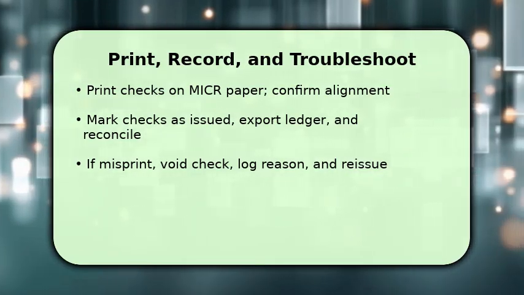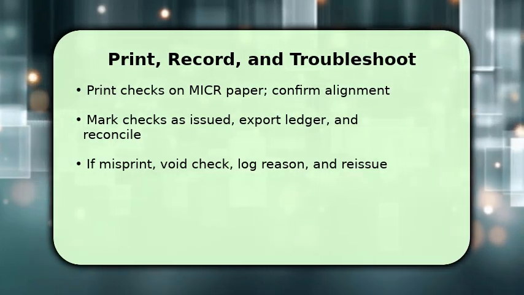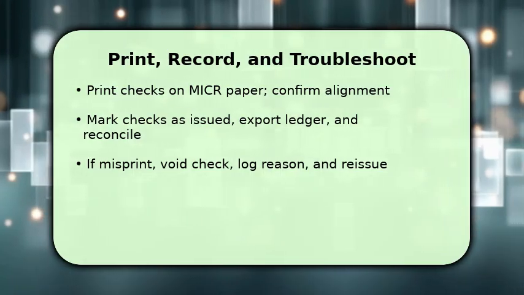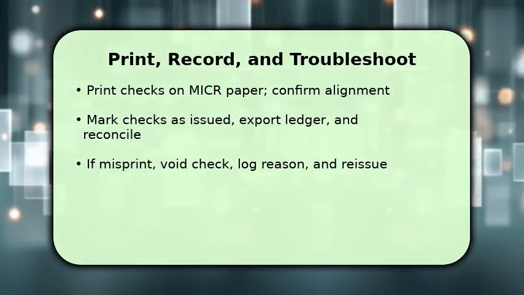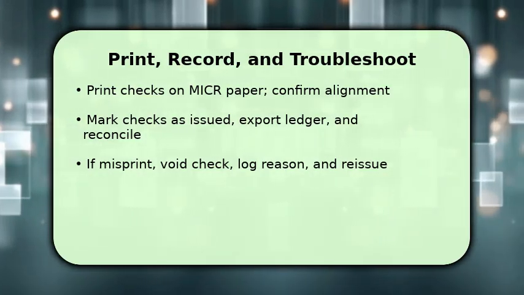If a check misprints or alignment shifts, immediately void that check number in the system, log the reason for audit, and reissue using the next sequential number. If printing repeatedly fails, switch printers or use the app's PDF to print workflow to isolate the issue.